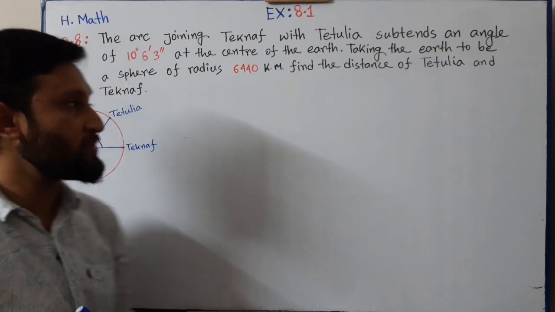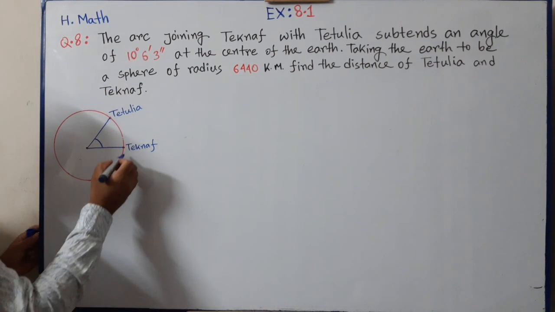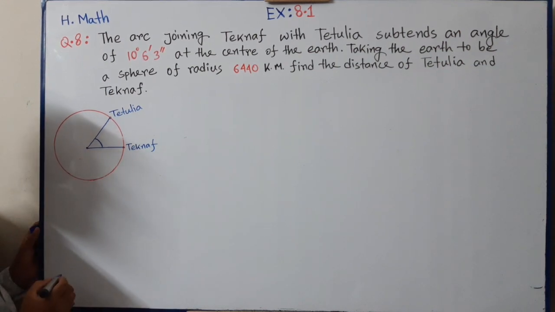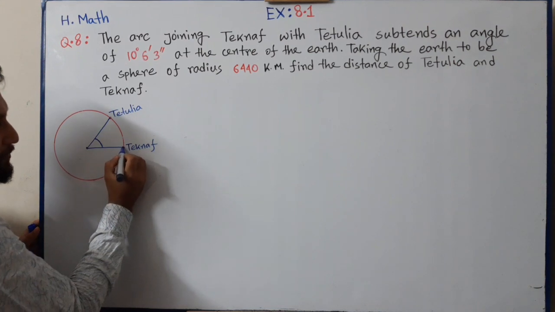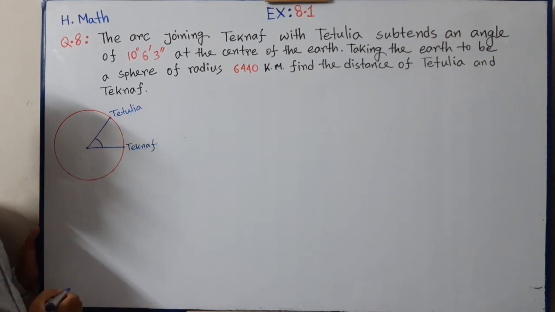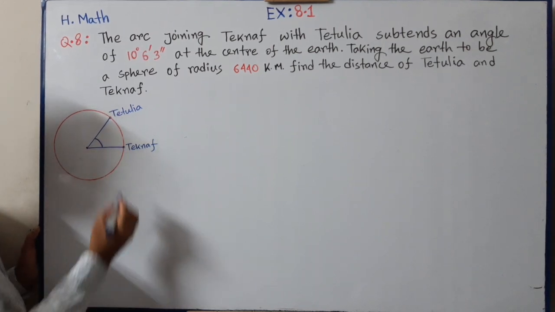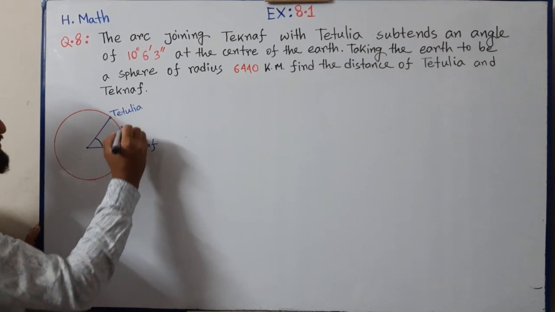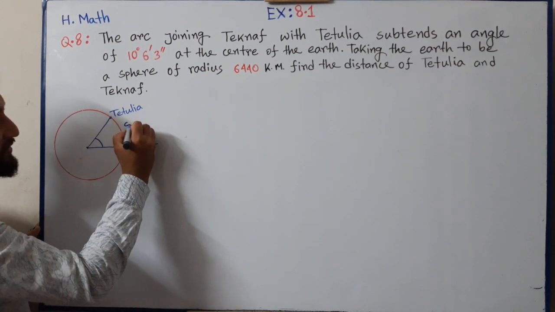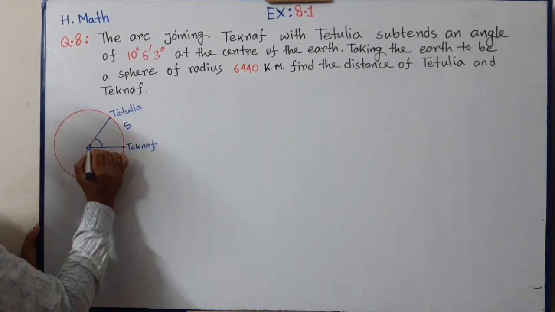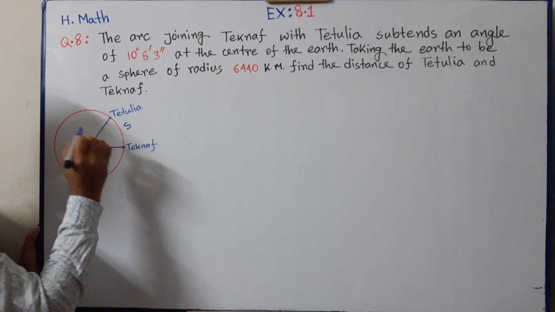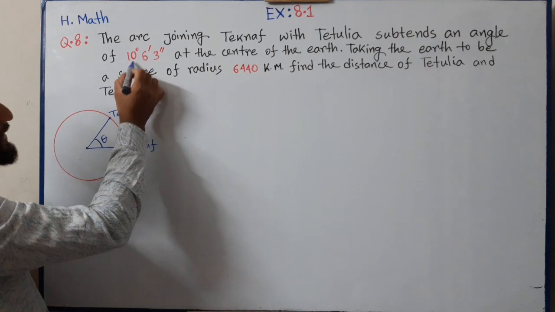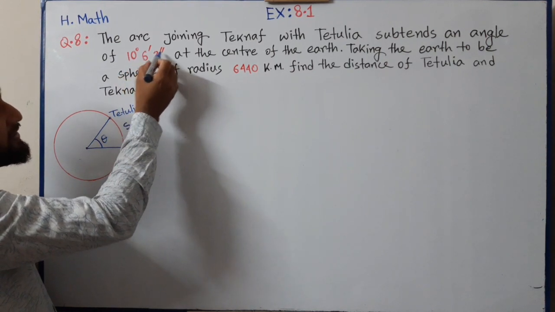Now follow the solution process. At first, imagine this is the earth with this as the center, and mark this point as Teknaf and this point as Tetulia. So the distance from Teknaf to Tetulia is the arc distance S on the earth, and the subtended angle is theta, where the angle is 10 degrees 6 minutes 3 seconds.